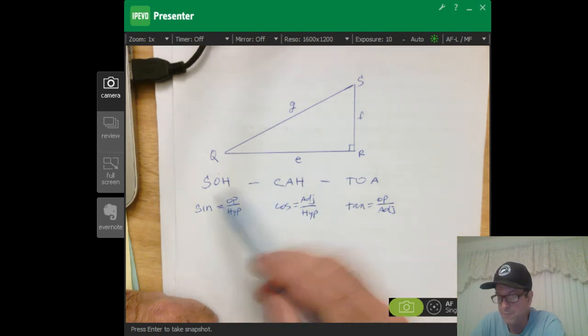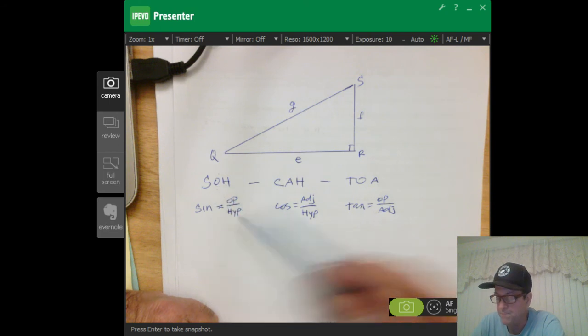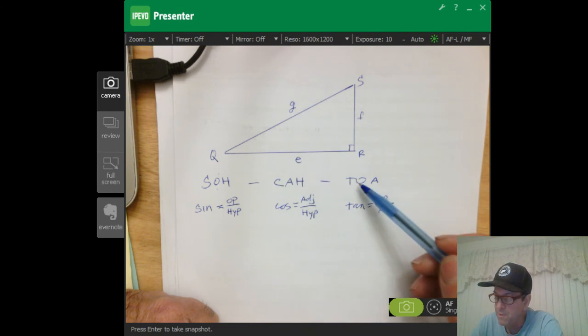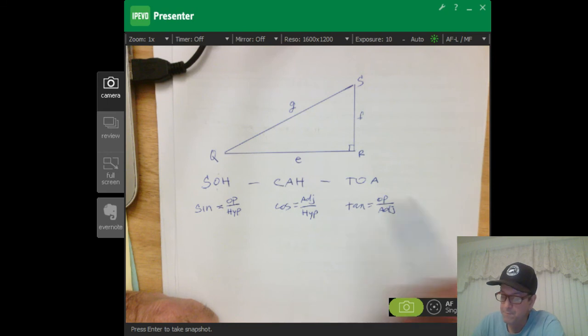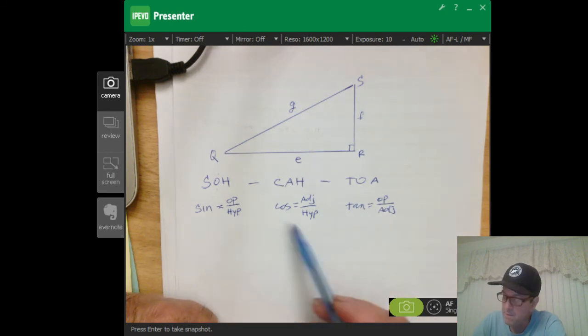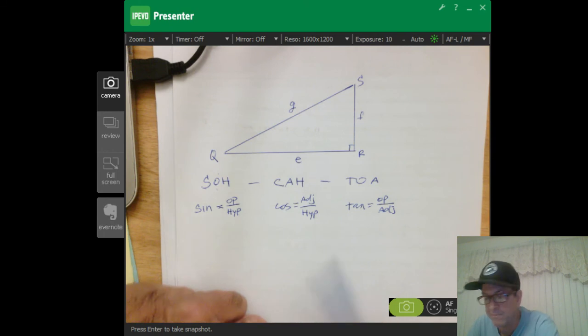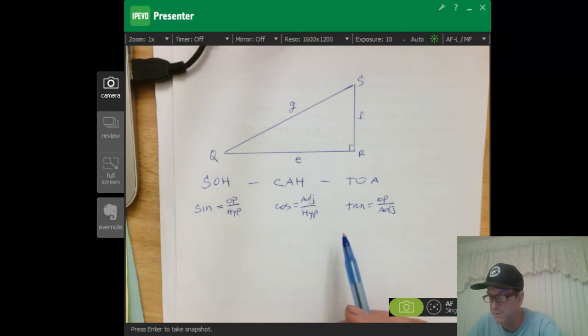This is the ratio. So OH stands for opposite over the hypotenuse. CAH is the adjacent over the hypotenuse, and TOA is the opposite over the adjacent. Okay, so far we've talked about the tangent, and now we're going to talk about the sine and the cosine. Sine, cosine, tangent, all three of them, they're used the same way. I mean, there's no real difference.